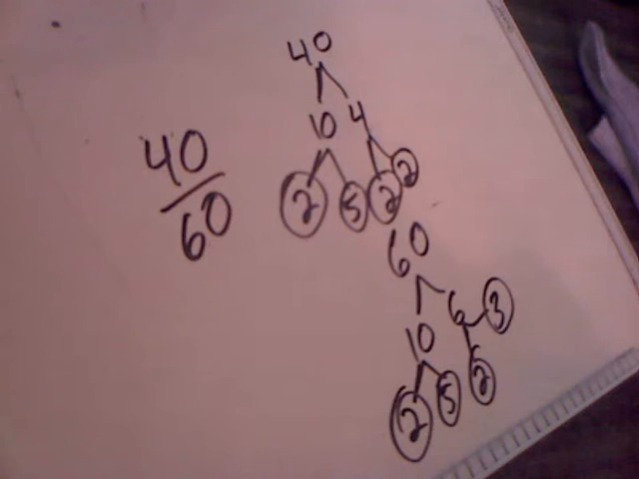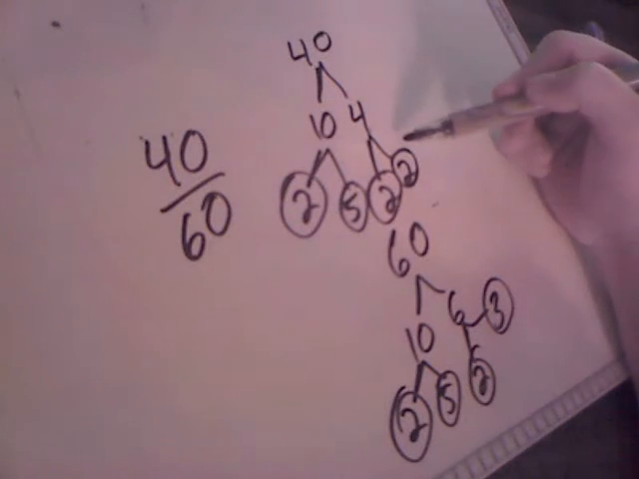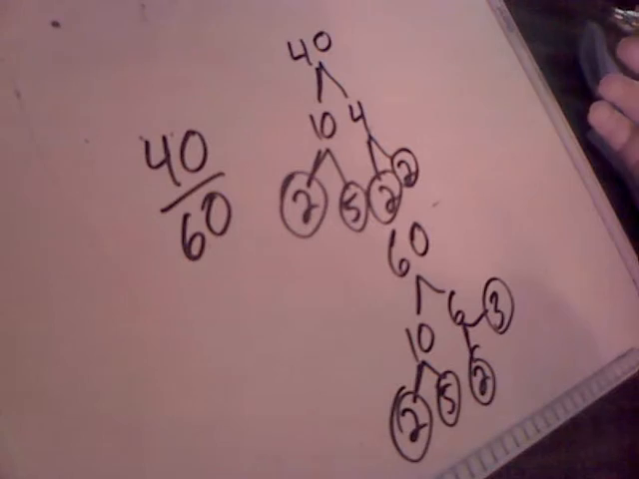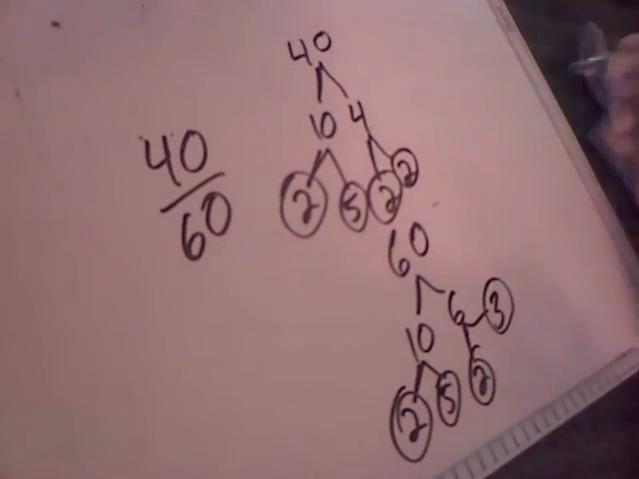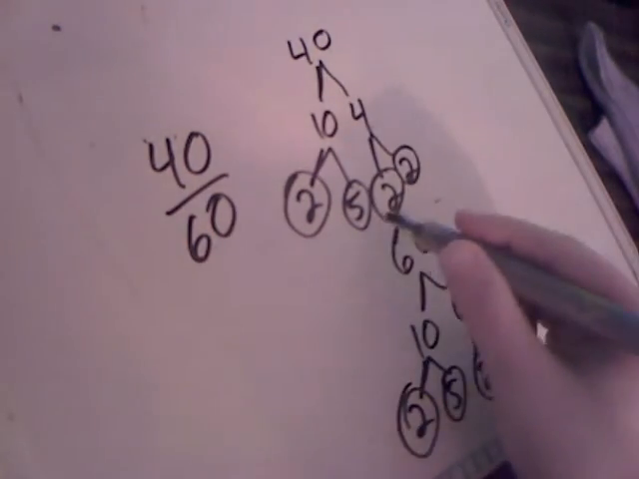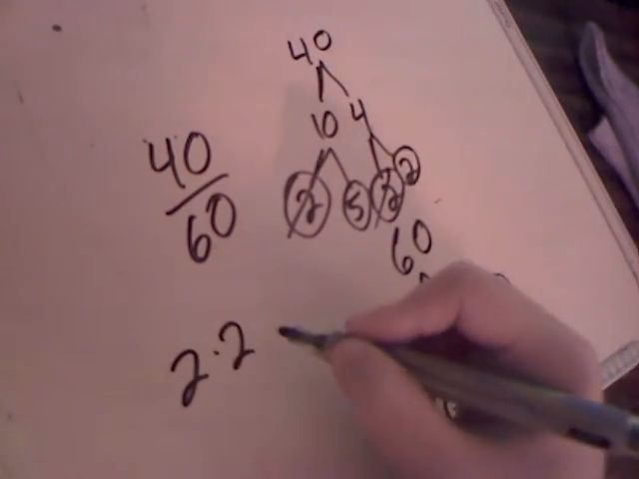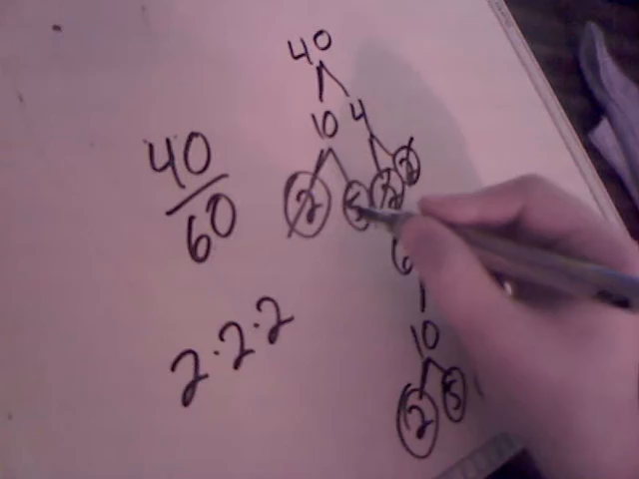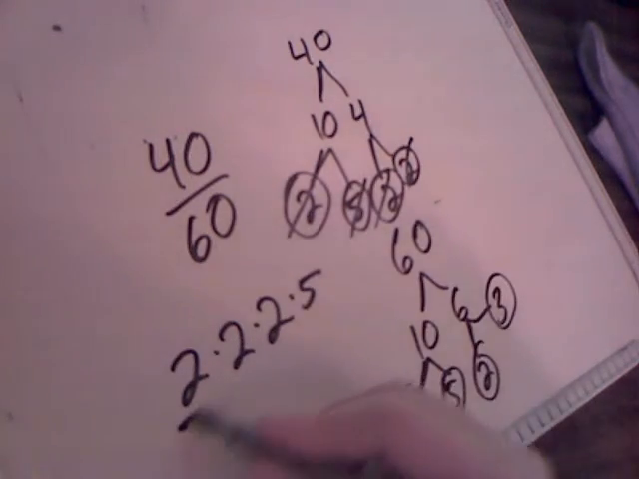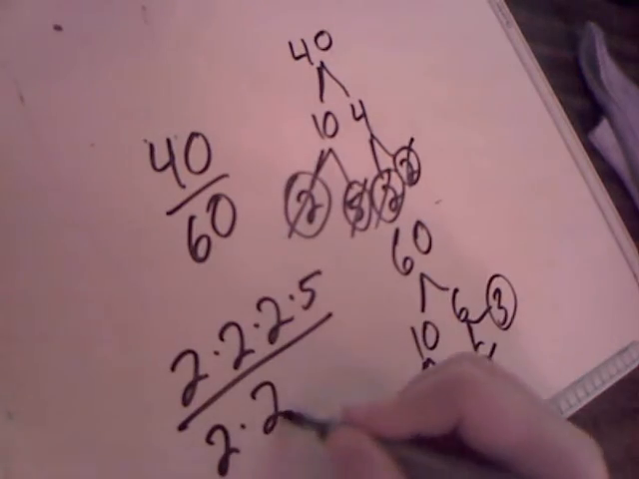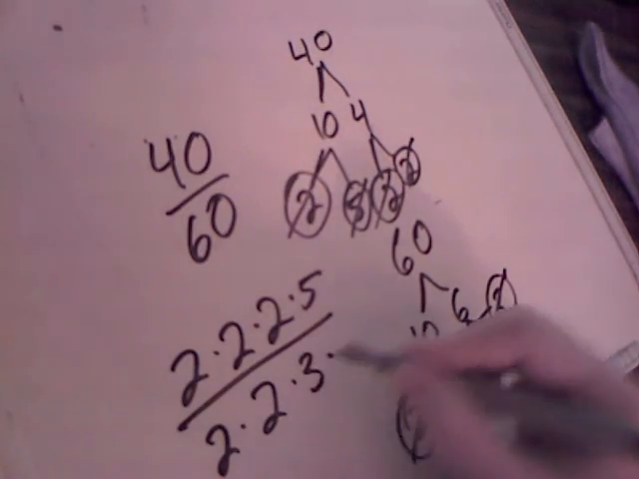Now, the big reason kids don't do this that often is because it takes up a lot of space. But as you can see, as long as you know how to do a factor tree and get to all the prime numbers, and if you do it mathematically correctly, you'll be fine. So let's take that 40 and replace it with these numbers. 2 times 2 times 2 times 5 over 2 times 2 times 3 times 5.